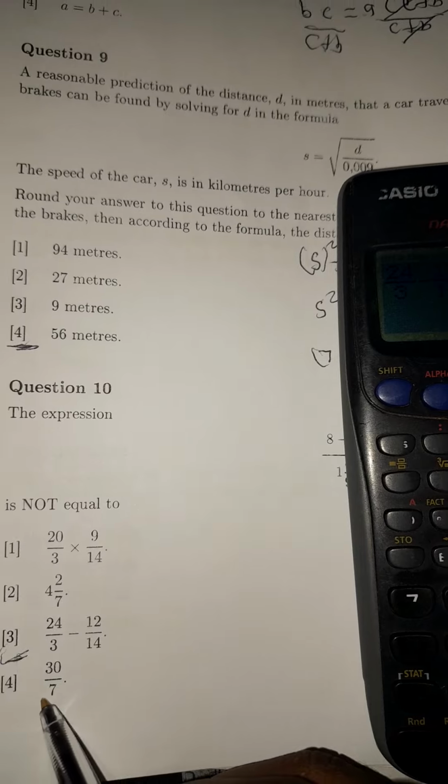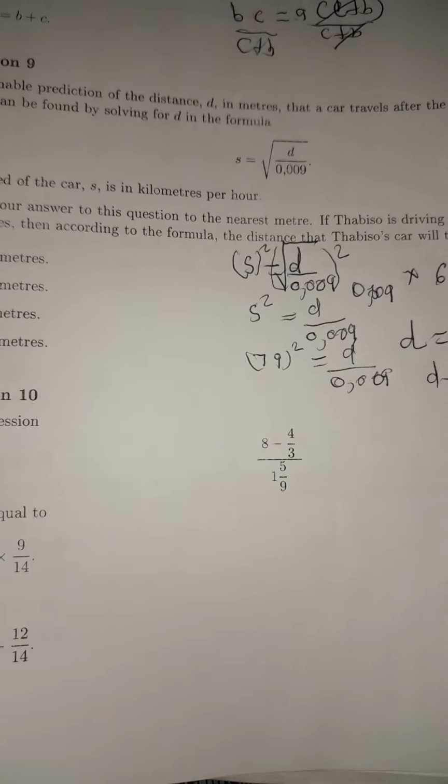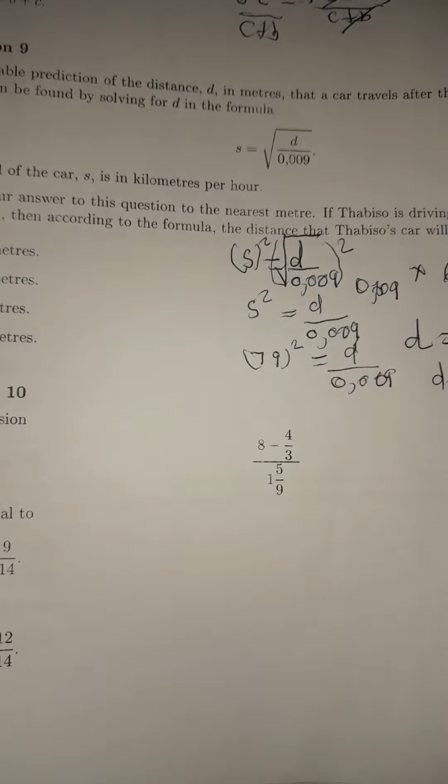Let's try 24 over 3 subtracted by 12 over 14. So that gives you 50 over 7. So definitely it should be this one, because number 4 is already 30 over 7. So definitely it should be option 3. So that's how you can work with question 10.